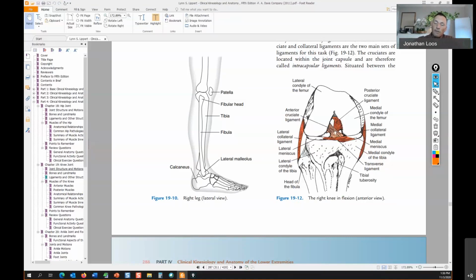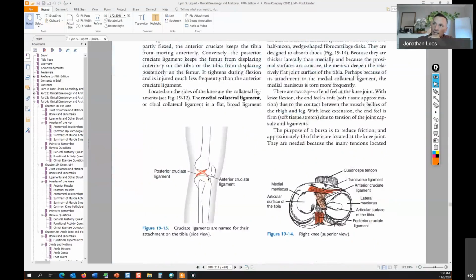The other 2 ligaments are the cruciate ligaments, and cruciate means crossing. You have the ACL, the anterior cruciate ligament, and the PCL, the posterior cruciate ligament. The way you keep these memorized is by their origination on the tibia: the anterior cruciate ligament starts in the front and goes backwards to the posterior aspect of the femur, and the posterior cruciate ligament starts at the posterior aspect of the tibia and runs to the anterior part of the femur. So they make this crossing-like aspect.